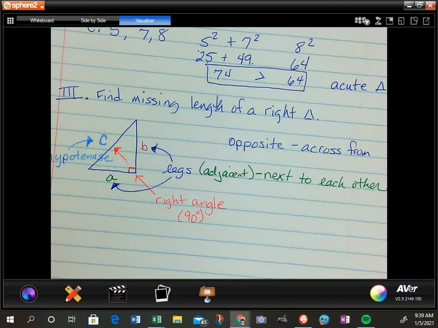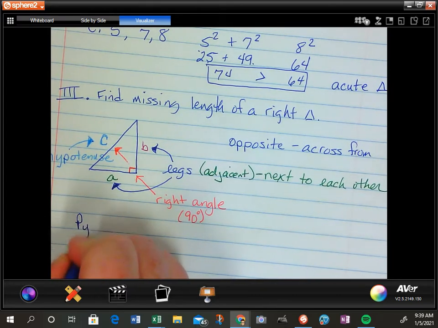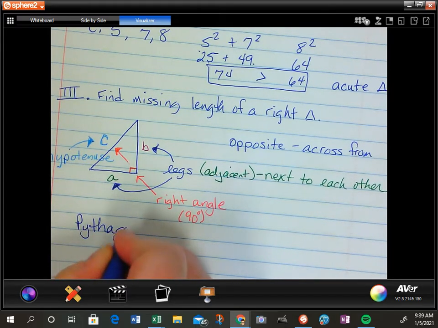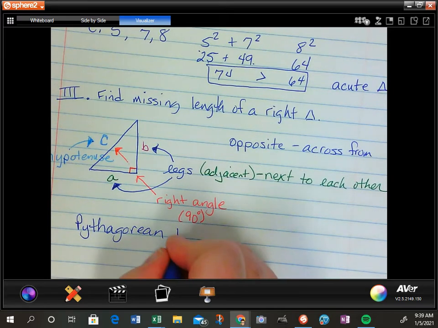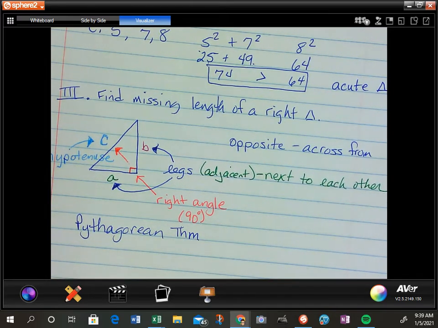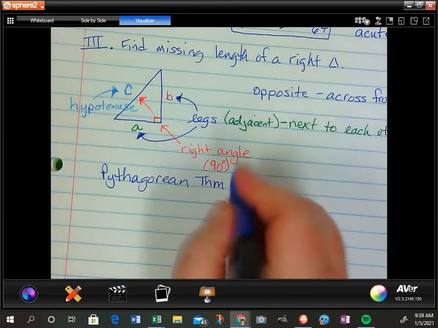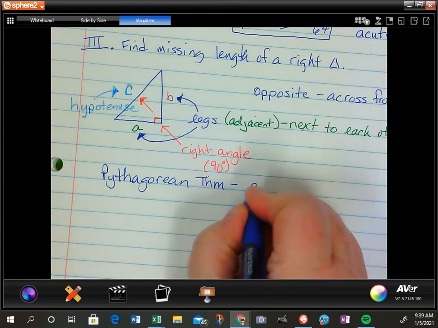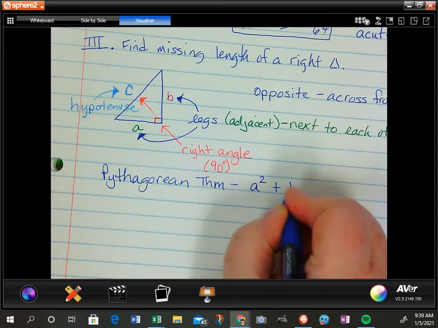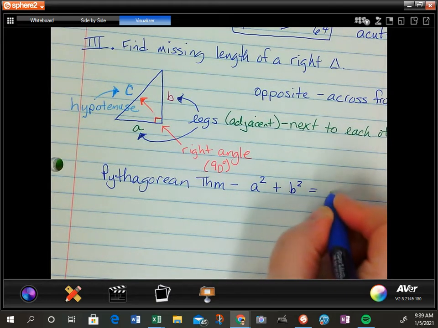Okay. So let's get down to the nitty-gritty of Pythagorean theorem. Now, the exact theorem says the sum of the squares of the legs of a right triangle is equal to the square of the hypotenuse. That's a lot of big words to actually say a squared plus b squared is equal to c squared.